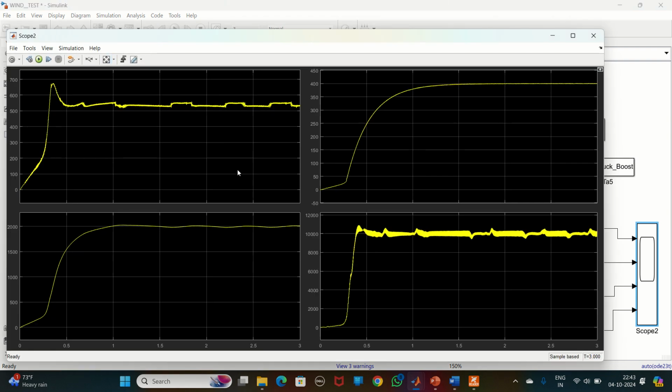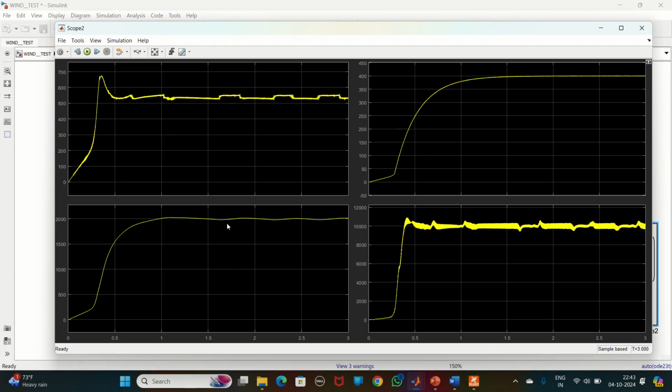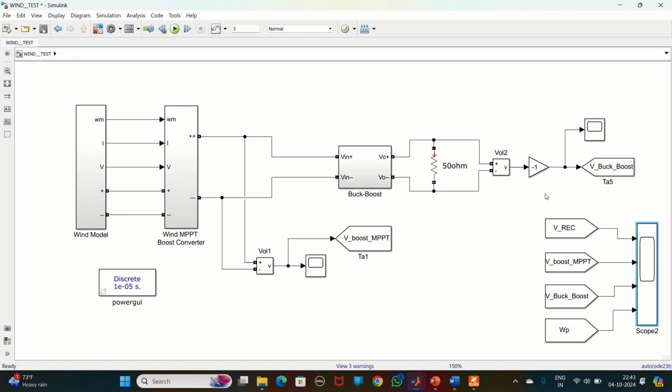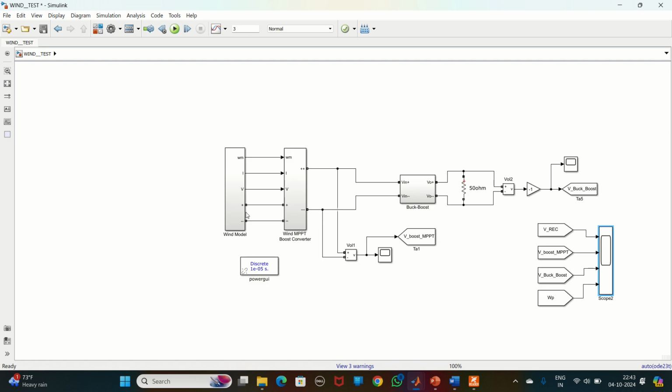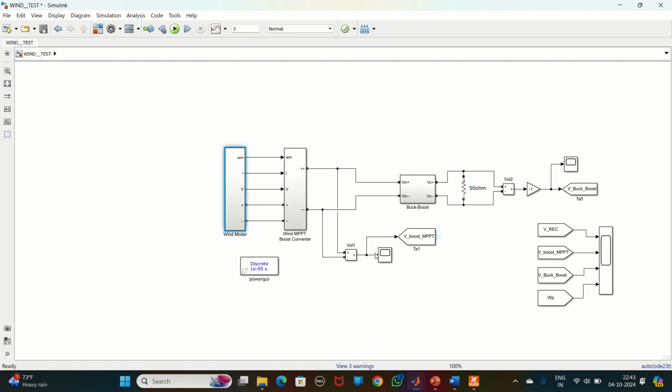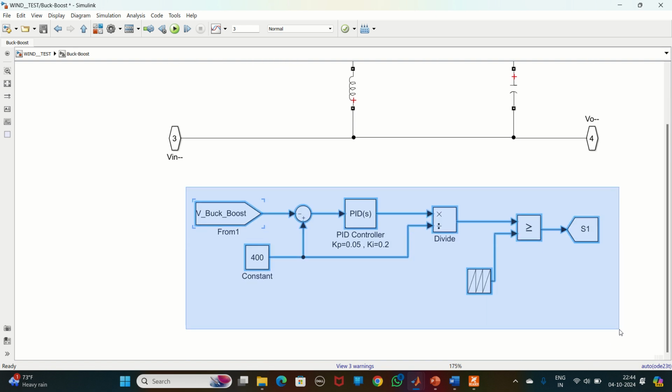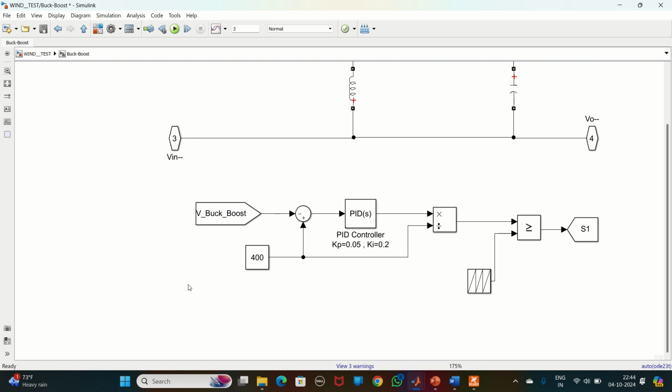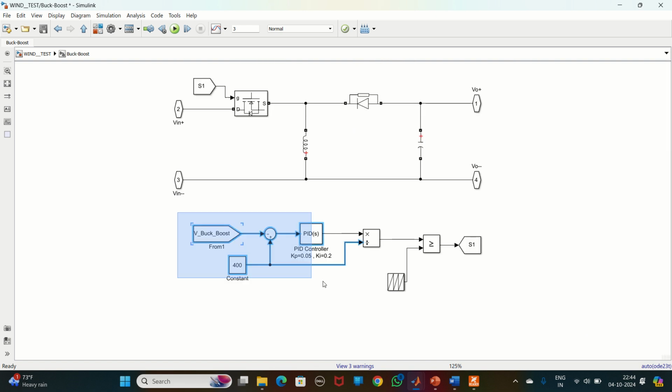Fine. This is your measurement block. This is your rectifier voltage, this is your boost voltage, this is your buck boost voltage, and this is your power. So you are going to get the power output also. Here we are going to take only one reading. However, this thing will not be given to you. You have to remember it and draw it. You have to execute this one. Remember this file.